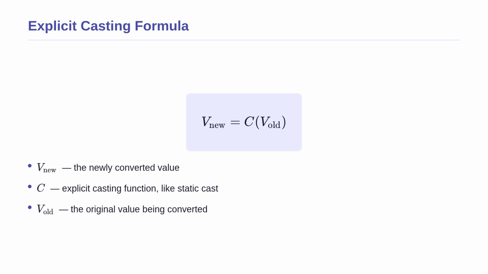Let us look at the mathematical representation of an explicit cast. V new equals C of V old. Conceptually, the computer takes your original value, V old, and applies the strict rules of the new target type through the explicit casting function C. It then outputs the newly converted value, V new. If the target type is smaller than the original type, the value might be severely altered or chopped down to fit. As the size of the target type decreases, the risk of destroying your original data increases dramatically.